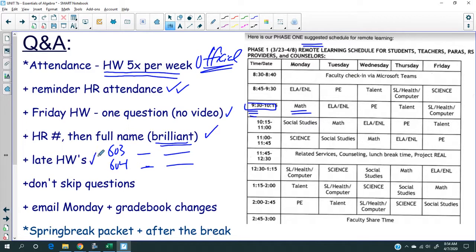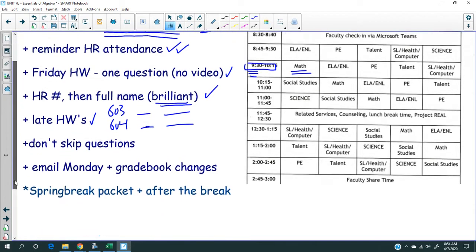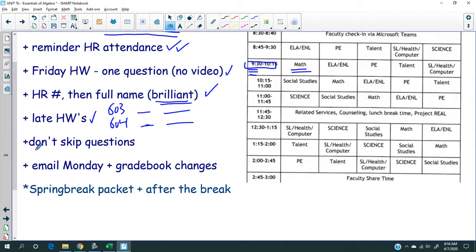So late homeworks: if you have late homeworks, hand them in. Don't skip questions. I emailed the grades yesterday, and I got a lot more emails back, which is totally understandable given the situation that we're in. I talked about gradebook changes yesterday, so we're done with that.